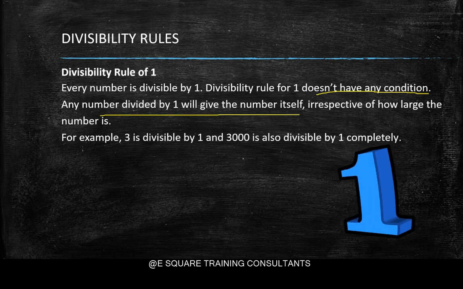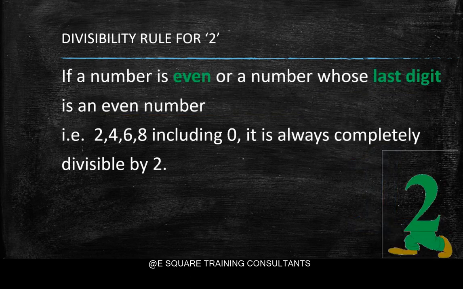Now let's move towards the divisibility rule of 2. In order to understand the divisibility rule of 2, it is quite important to understand the differences between even and odd numbers. As you all know, a number ending in 0, 2, 4, 6 or 8 is an even number. So that's what has been given here.